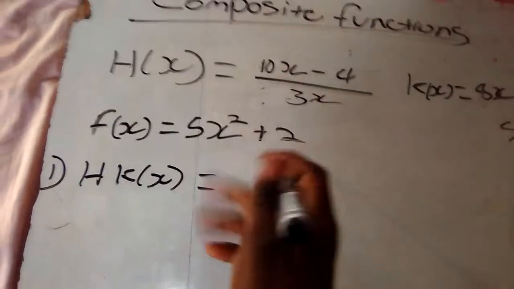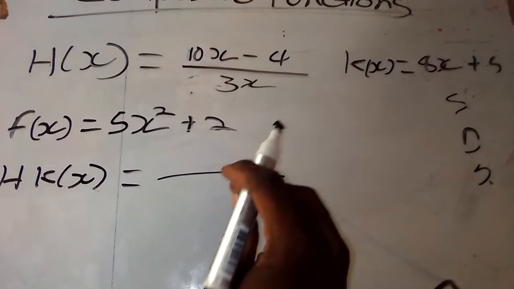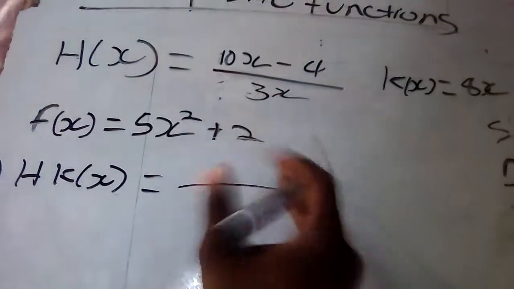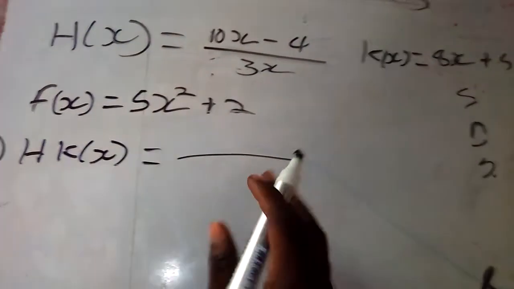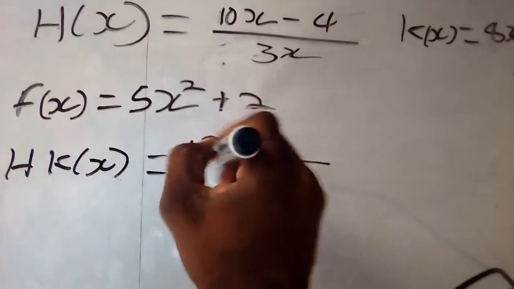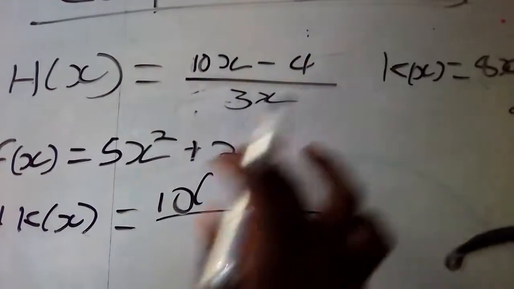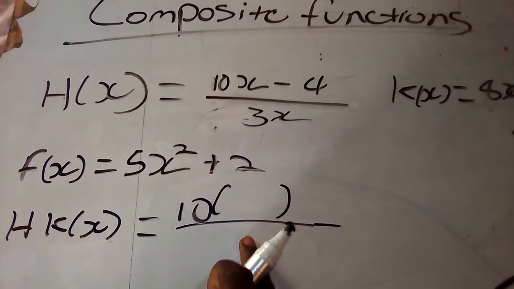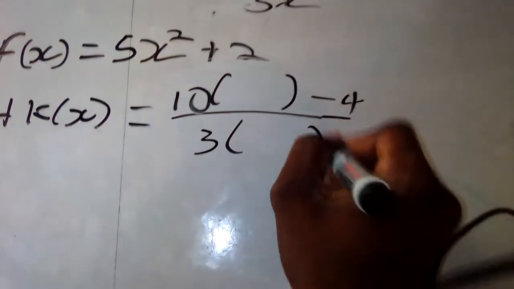So first, the outer one, which is 10x minus 4 over 3x. This is a fraction, one of the more complicated ones. So we write back the same thing, but where the x is, we put a bracket and leave a space. And in that space we put the other function, k of x. So instead of 10x, we write 10 and a bracket, then minus 4, and that's the numerator. For the denominator we have 3x, so I put 3 and a bracket.